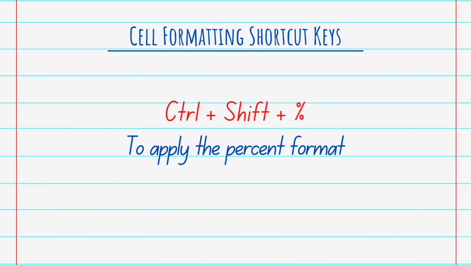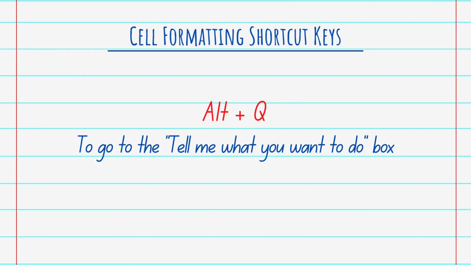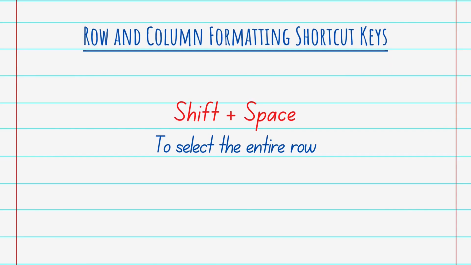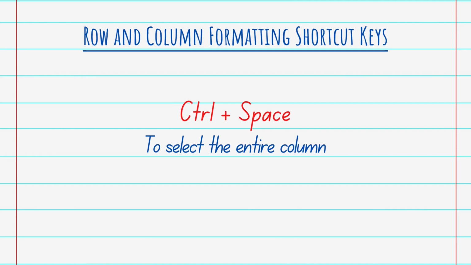Ctrl plus Shift plus percentage sign to apply the percent format. Alt plus Q to go to the Tell me what you want to do box. Next is our row and column formatting shortcuts. Shift plus space to select the entire row.